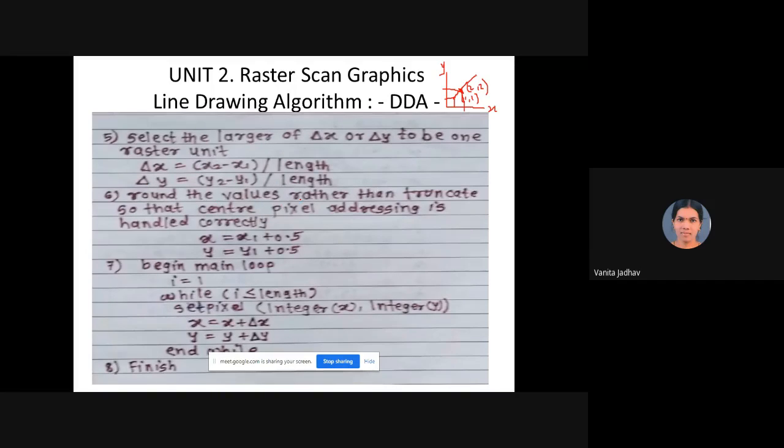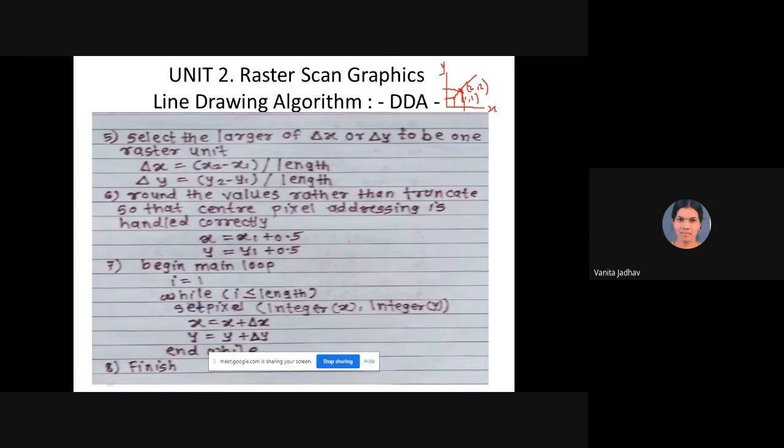After that, round the values rather than truncate so that center pixel addressing is handled correctly. So we are taking the help of floating point arithmetic over here, and we are taking 0.5. In x1 we are adding 0.5. So for example, if the value of x1 is 3, the result will be 3.5. And what is 3.5? It is a floating point number, not an integer. If I take only 3, it is an integer, but if I take 3.5, it is a floating point number. So here we are taking the help of floating point arithmetic.